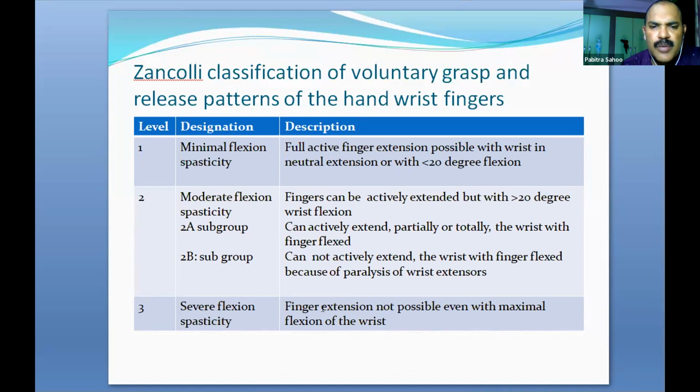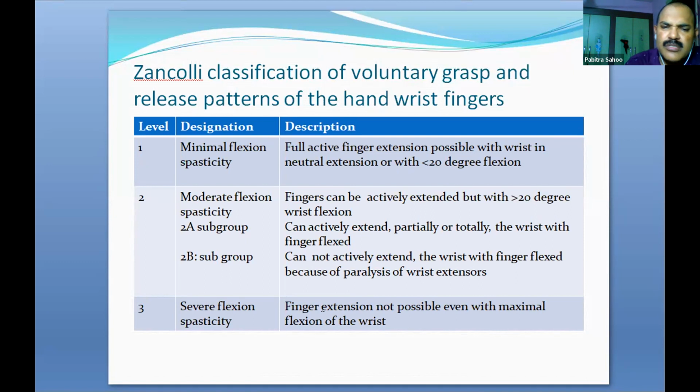Again classified subgroup 2A, subgroup 2B. Subgroup 2A can actively extend partially or totally the wrist with fingers flexed, already shown in that picture. And 2B cannot actively extend the wrist with fingers flexed because of the paralysis of the wrist extensors.